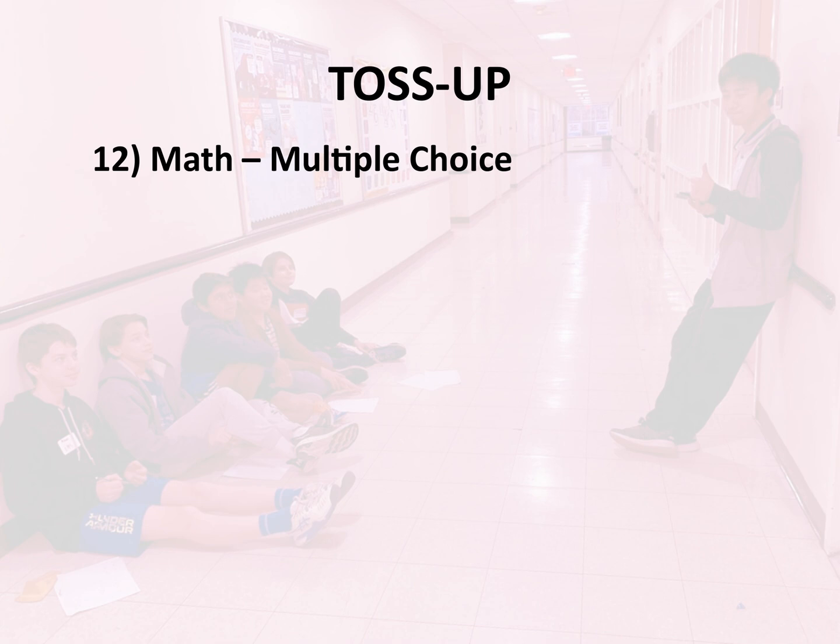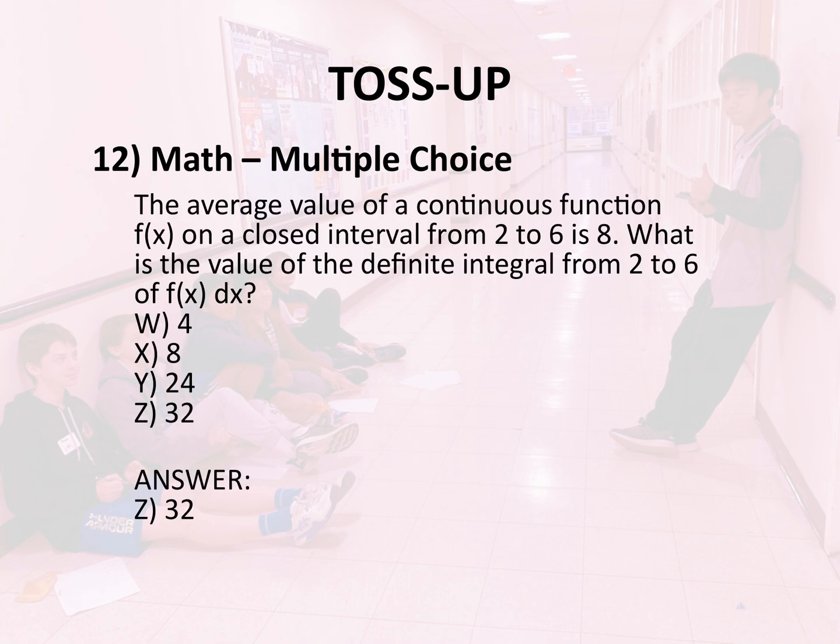Toss-up, 12. Math, multiple choice. The average value of a continuous function f(x) on a closed interval from 2 to 6 is 8. What is the value of the definite integral from 2 to 6 of f(x) dx? W, 4. X, 8. Y, 24. Z, 32. Answer. Z, 32.